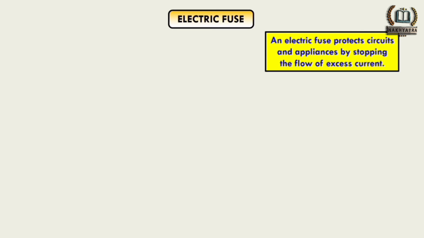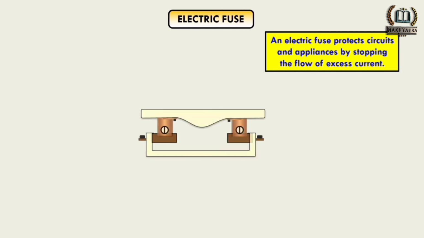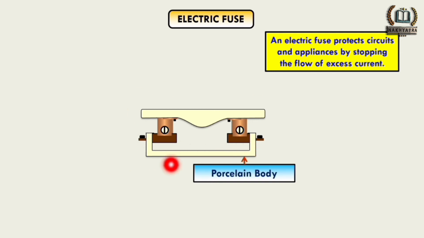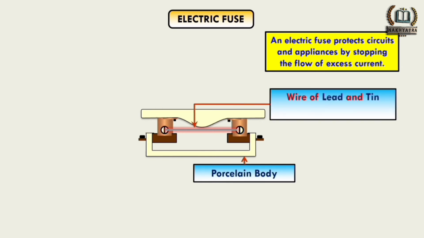Next is electric fuse. Now what is an electric fuse? An electric fuse protects circuits and appliances by stopping the flow of excess current. So see, it is basically a safety device that operates to provide protection against the flow of excess current in an electrical circuit. So this is an electric fuse, you can see, and the down portion is the porcelain body. It has a wire which is made up of lead and tin, and it has a low melting point.